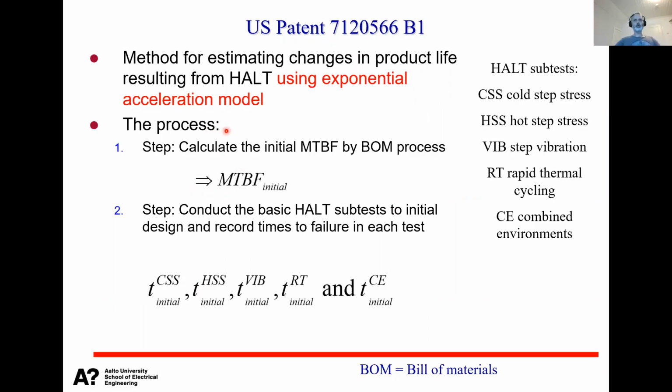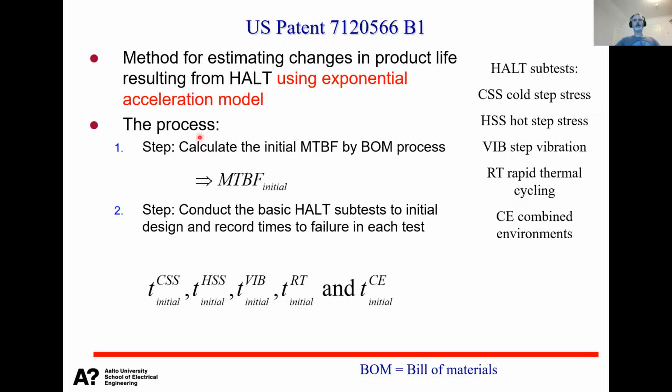So how is this process ongoing according to this patent? It just has here the acronyms. CSS means cold step stress test, HSS hot step stress test, VIBE is the vibration stress test, RT is the rapid thermal cycling or shock, and CE is the combined environment, meaning that you combine the rapid thermal cycling and then the vibration steps. So basically these refer to the same parts of HALT testing as what we discussed last Thursday, previous lecture.